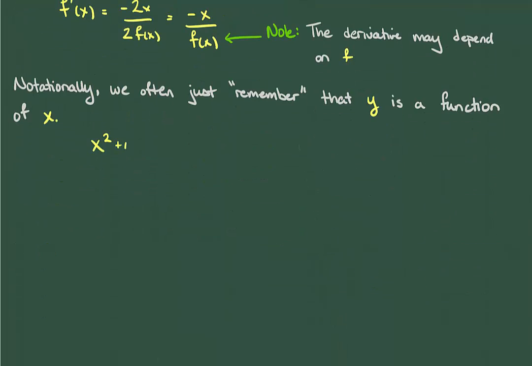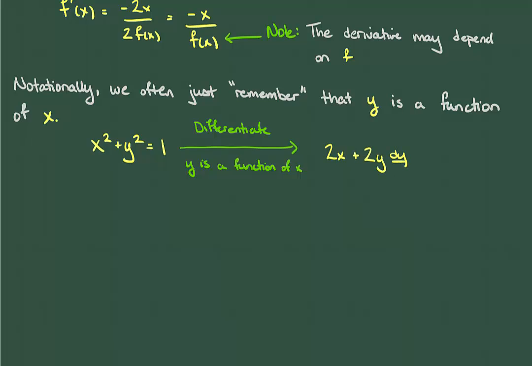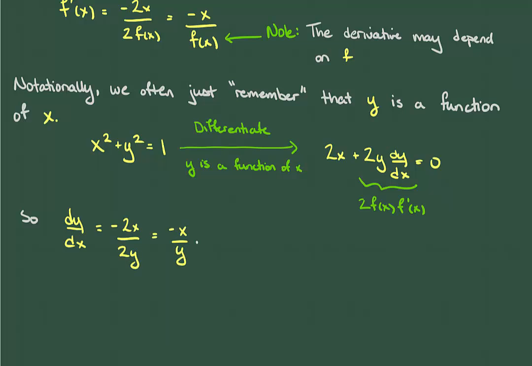Our equation of the circle therefore doesn't change, but when we differentiate, we treat y as though it depends upon x. The result is that we have to apply the chain rule to the y squared term, giving 2y dy/dx. This term is the exact same thing as the 2f of x f prime of x when y is equal to f of x. Thus, solving for dy/dx, we get negative x over y, which is again the same thing as negative x over f of x.